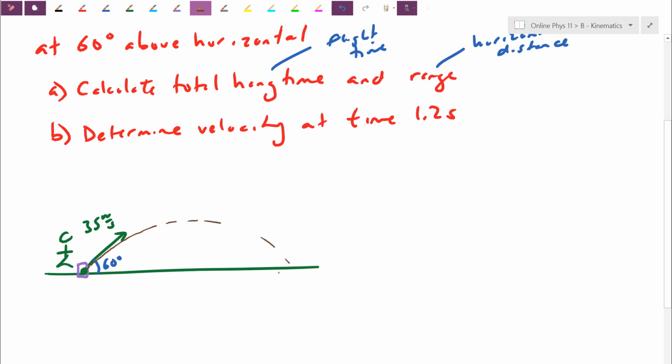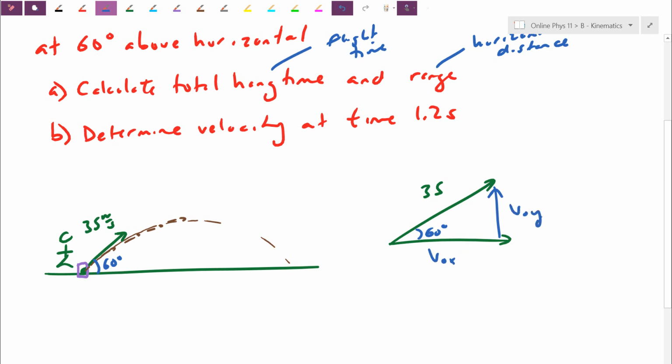That arrow only really applies at t equals 0, because right after it leaves my foot, gravity is already starting to slow it down, so it's going to bring down this total arrow, coming down this way. So let's just take that diagonal. The diagonal is 35. My angle in this case is 60 degrees. All you need to do is label your adjacent and your opposite here. What's the v initial in the x and what's the v initial in the y?